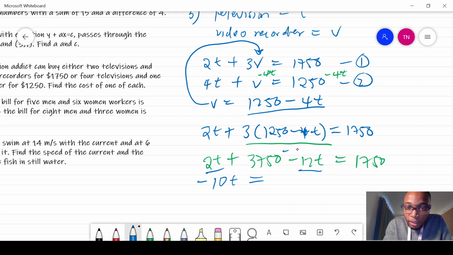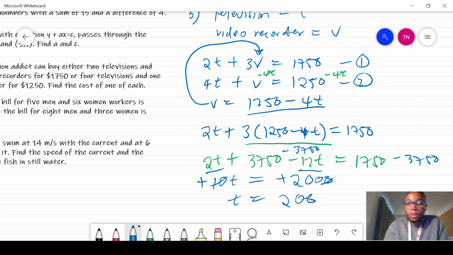Equals, then we subtract 3,750 from both sides. So you can just use your calculator or you do mental arithmetic. I think I've grown a bit lazy with the years to do mental arithmetic, but it's fine. So the negative cancels the negative. Then this 10 cancels that 0 there. So we have T equals 200. So what this means is that the cost of a television is $200.